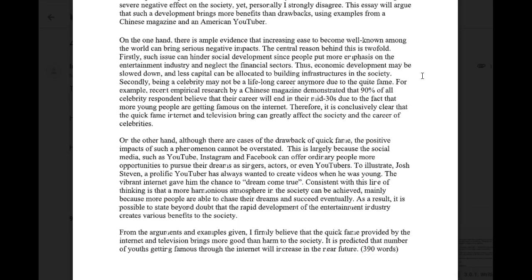For example, recent empirical research by a Chinese magazine demonstrated that 90% of all celebrity respondents believe that the career will end in their mid-30s due to the fact that more young people are getting famous on the internet. Therefore, it is conclusively clear that the quick fame internet and television can bring can greatly affect the society and the career of celebrities. Okay, so in a negative way, I assume you mean here, even though you didn't really say it.